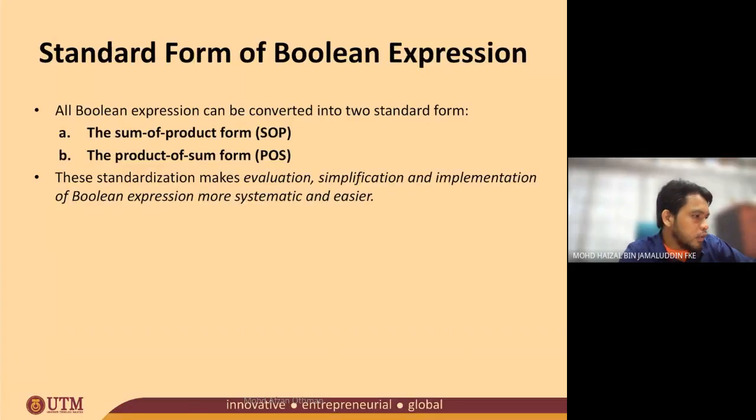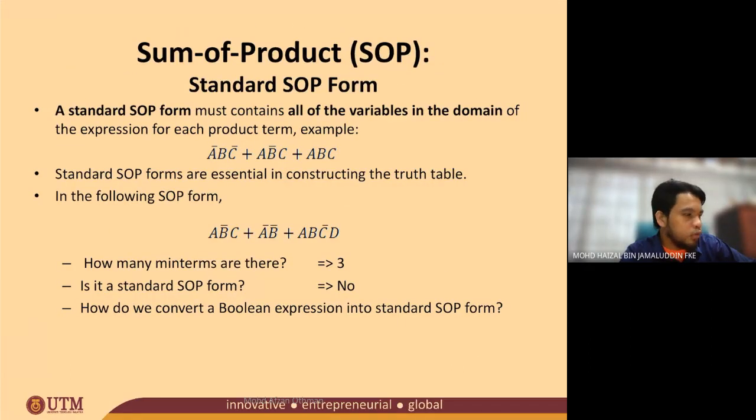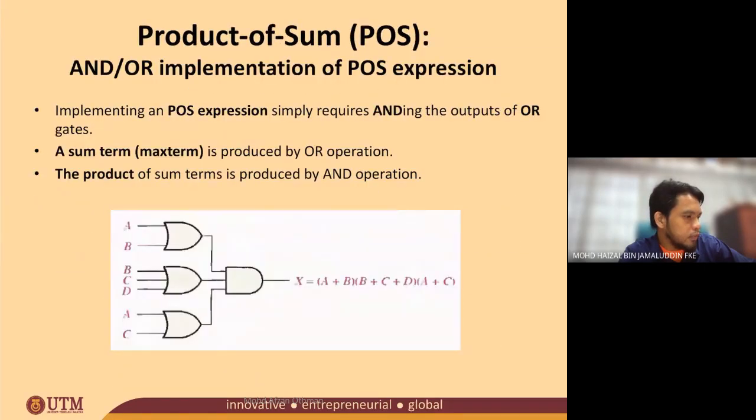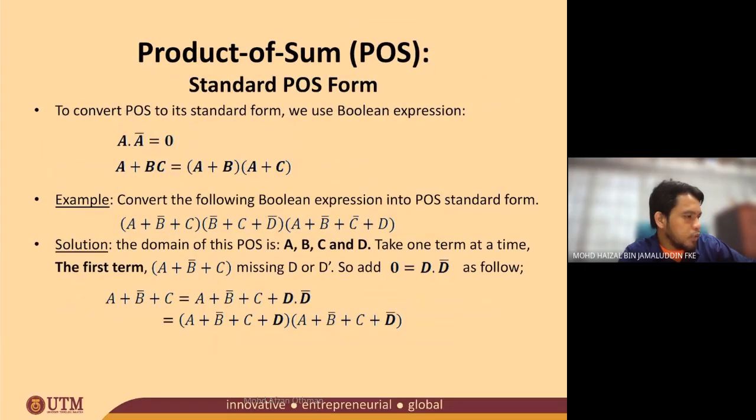Okay. So you have been introduced about the SOP, POS, then from that SOP, POS, you should be able to transform it into a standard form by enhancing the algebraic equation. Okay. So for example, the POS, you need to multiply by A dot A bar, which is actually equivalent to 0. So when you do a lot of exercises, actually you can do it very fast.